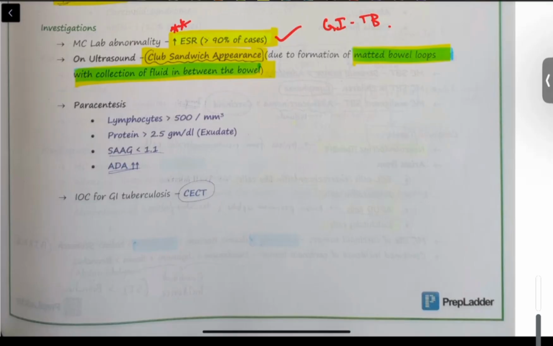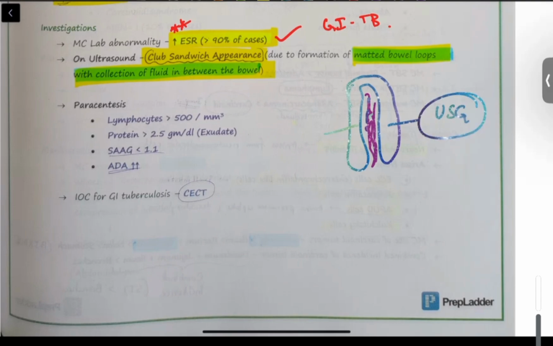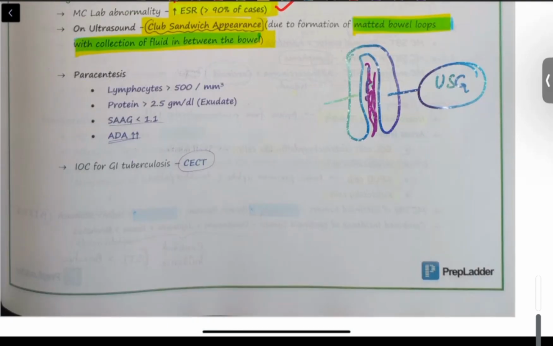So basically, bowel loops have been attached like this, and in between there is fluid. So bowel loops, matted bowel loops, because of fluid in between, appear like a club sandwich on USG. Okay. So now what about paracentesis?